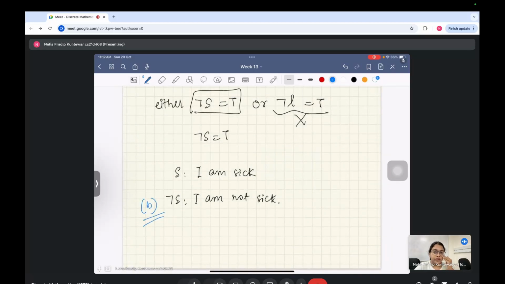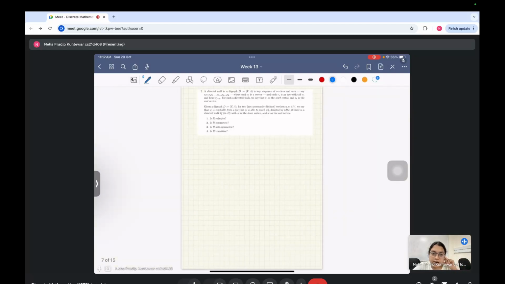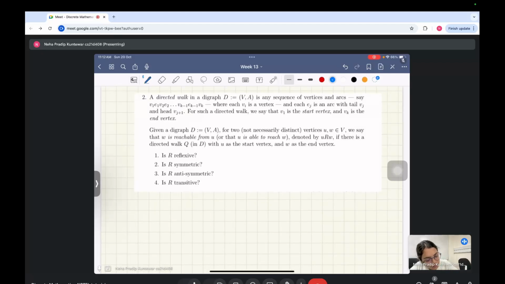Okay, so that is a quick recap of propositional logic. And given that, we will move on to the next concept of relations.